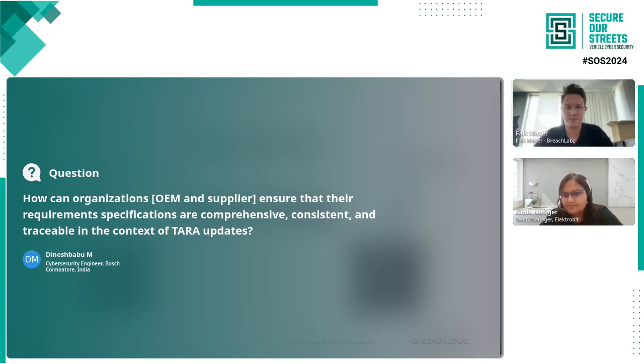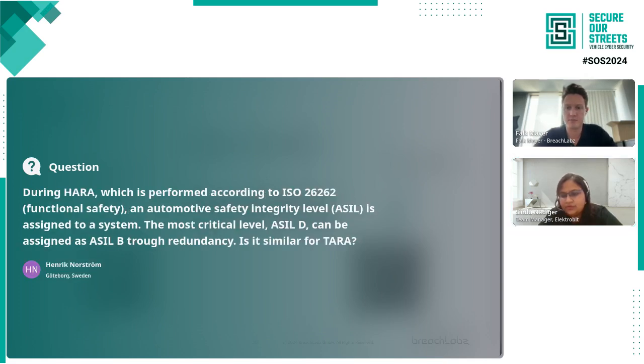Thank you. Then the next question. During HARA, which is performed according to the ISO 26262 functional safety standard, an automotive safety integrity level, ASIL, is assigned to a system. The most critical level, ASIL D, can be decomposed to ASIL B through redundancy. Is it similar for TARA?